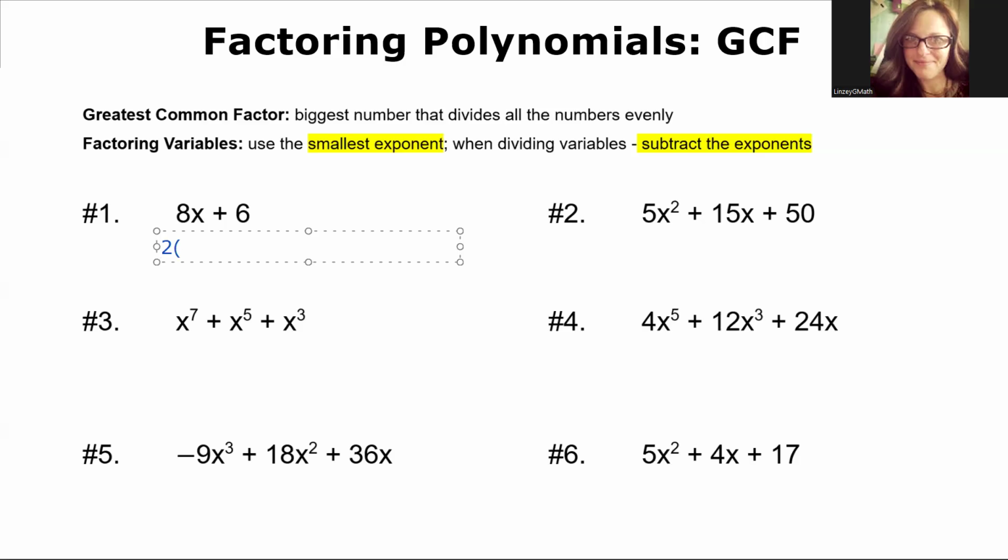When you're factoring, you're dividing out. 8x divided by 2 is 4x, and 6 divided by 2 is 3.